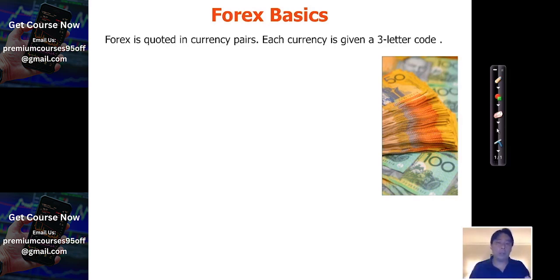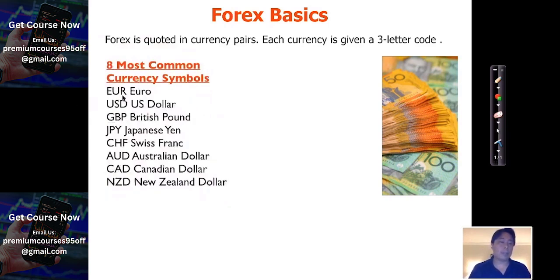So currency is always quoted in pairs, right? One currency being exchanged for another currency, okay? And each currency is given a 3-letter code. So this is something that you have to memorize, okay? EUR is the euro, USD is the US dollar, GBP is the Great British Pound, JPY Japanese yen, CHF is the Swiss franc, AUD the Australian dollar, CAD Canadian dollar, and NZD the New Zealand dollar. So these are the 8 most common currency symbols that we will be trading. We won't be trading Zimbabwe dollars or Singapore dollars. No, that's too exotic, all right?